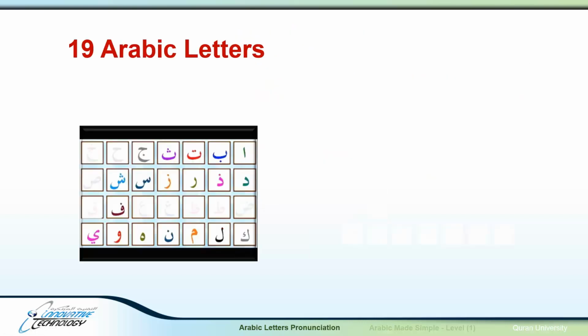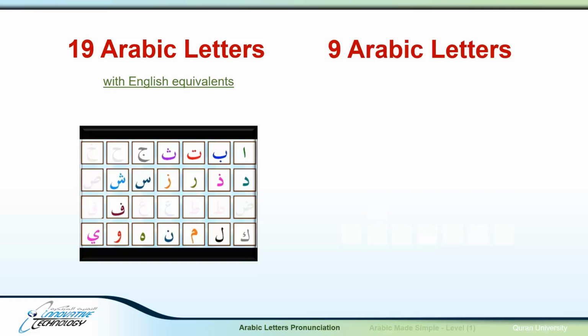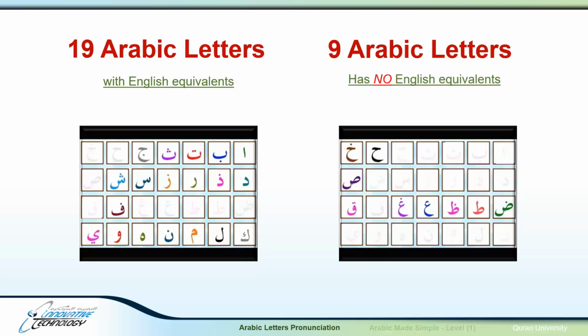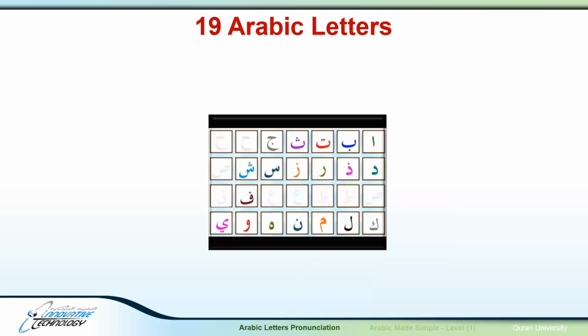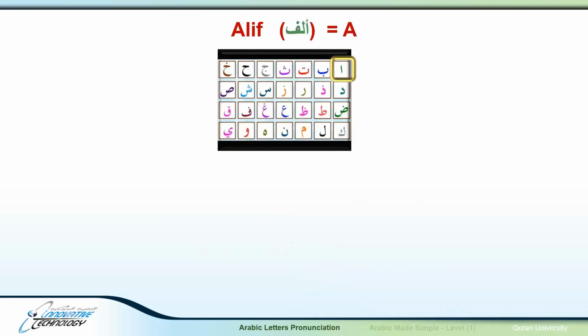There are 19 Arabic letters that have similar English equivalents, like A, Ba. As a result, these letters would be easy to learn by an English speaker. So we'll start with those first. Then we're going to move to another 9 Arabic letters that have no English equivalents, like Ha, Kha, and accordingly more effort would be needed to learn how to pronounce them right. Let's start first with the 19 Arabic letters that have English equivalents, starting with the letter Alif.